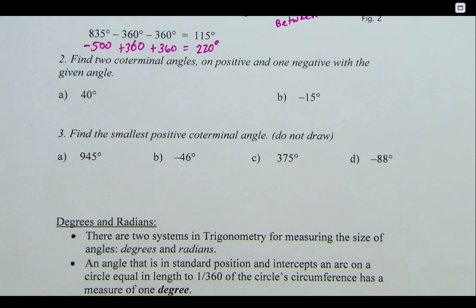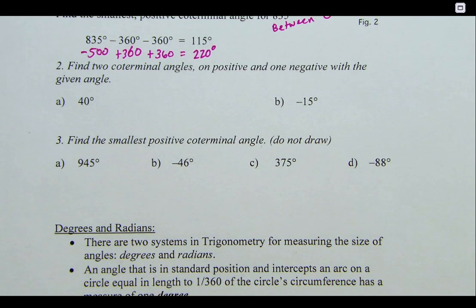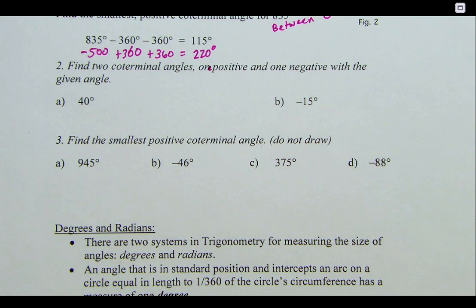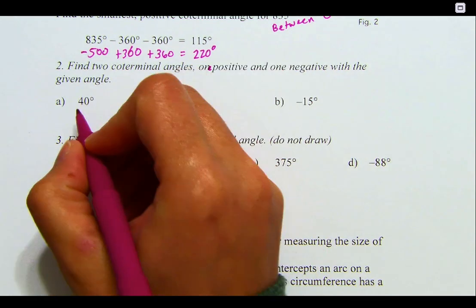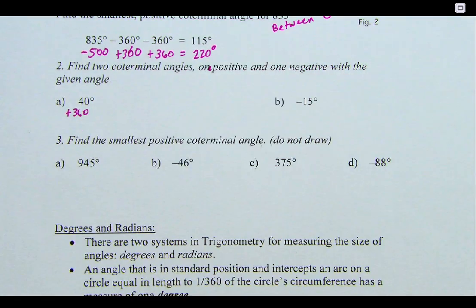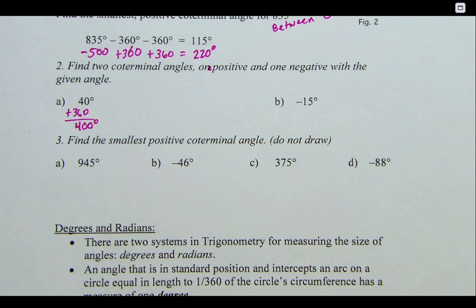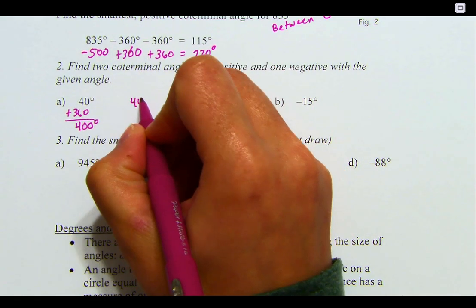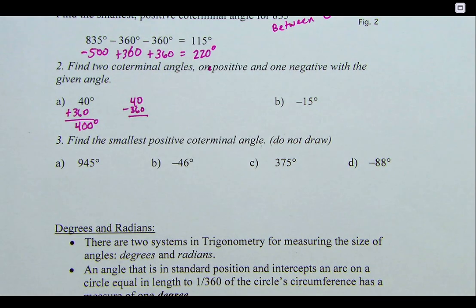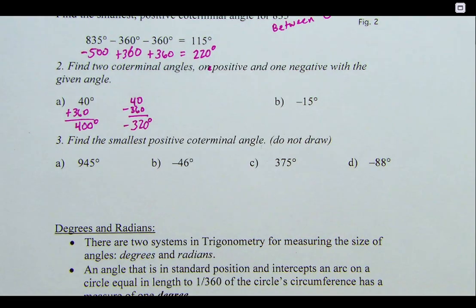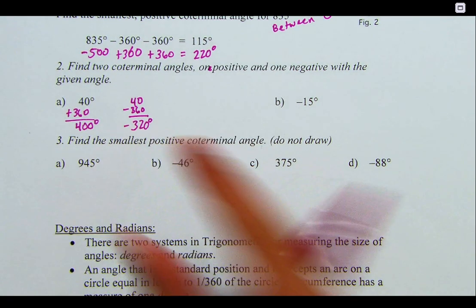Now, if the question is asking us to find two coterminal angles, there should be one positive and one negative with a given angle. That just means that I'm going to take 40 and I'm going to add 360 to it. So that would be 400. Okay. And then if I wanted a negative one, I would take 40 and then I would subtract 360. So 40 minus 360 would be negative 320. Okay, so this would be my positive coterminal angle and a negative coterminal angle.